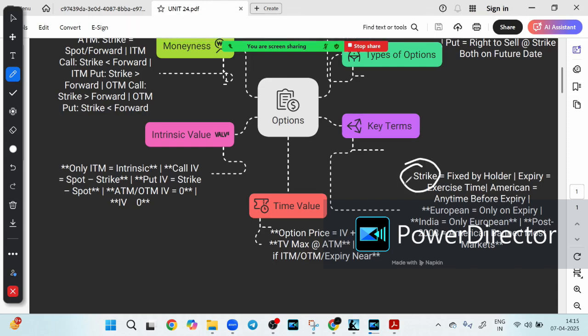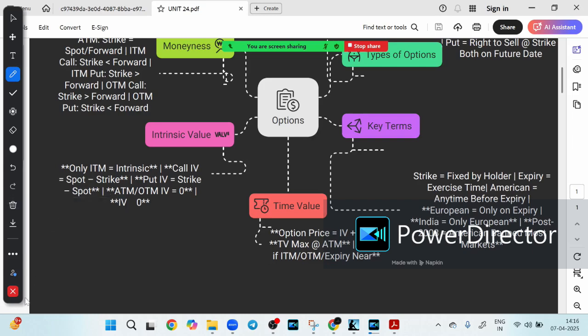A strike price is the price at which the option holder can buy or sell, which means it is fixed by the holder. The holder fixes it. And expiry date is the deadline to exercise the option. These two parameters are fixed by the holder at the time of purchase, that yes, I will exercise this particular option on this particular date. The price at which the option holder can buy or sell is called strike price, and expiry date is the deadline to exercise the option. European and American options we have already told you.